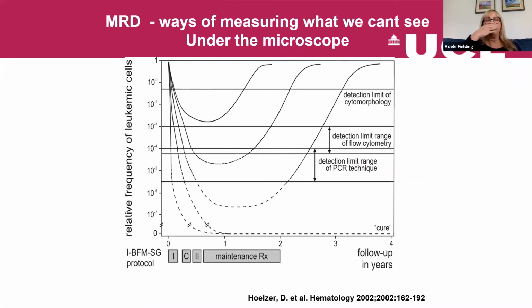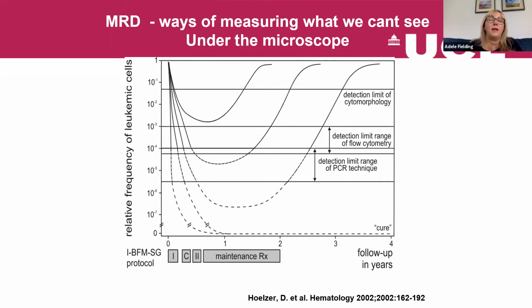And so minimal residual disease helps us to refine that. So these curves help you to understand, I hope, what minimal residual disease can add for us that we can't see under the microscope. So on this side here, these are the sort of number of leukemic cells that you might have in going down. So this would be like 100%, and then, you know, 1 in 10, 1 in 100, 1 in 1,000, 1 in 10,000, etc., etc.